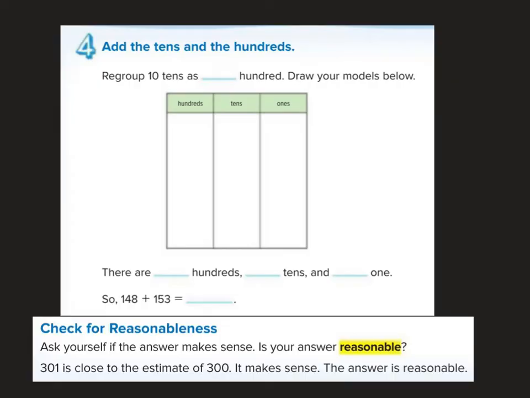Now this page is in your book, but we did it all on the other page. This is where we're regrouping our 10s as 100 because I had 10 10s. So you can draw yours on this page or just keep it on the other page if you got it in there.